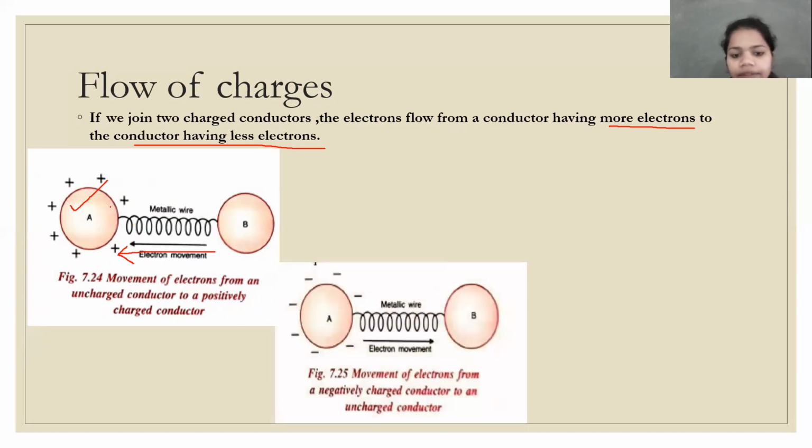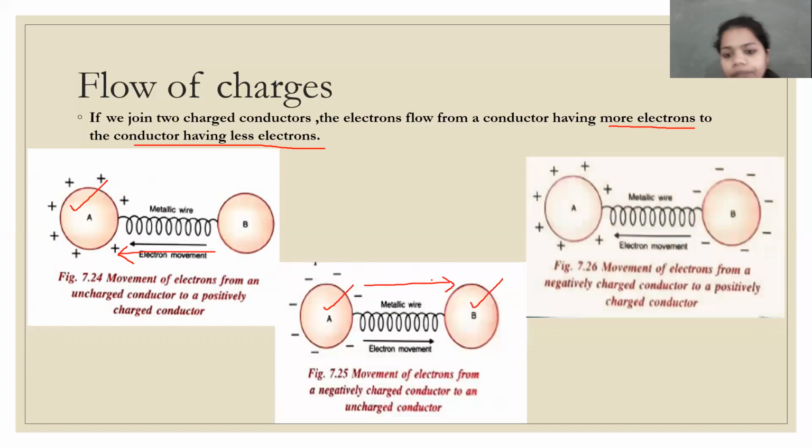Now let us take another example. Here you have a negatively charged body A connected to an uncharged body B. Remember, negatively charged means an excess of electrons. Here the electrons are in excess in body A. So the movement of electrons will be from A to B, that is, from more to less.